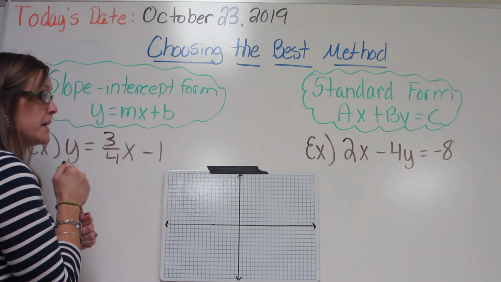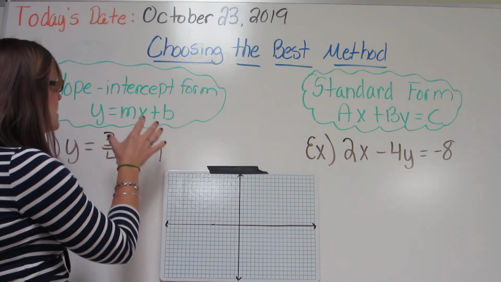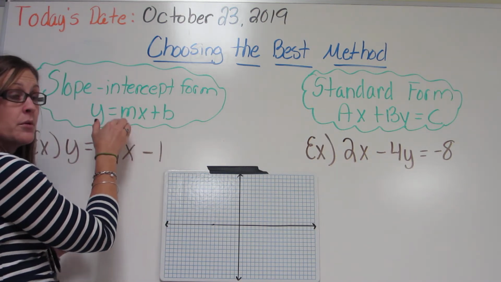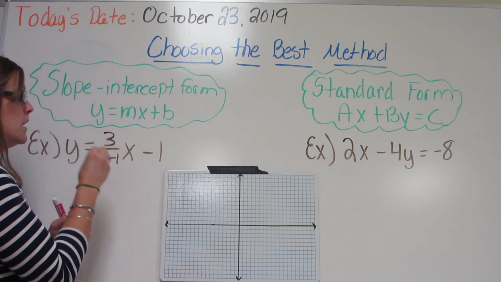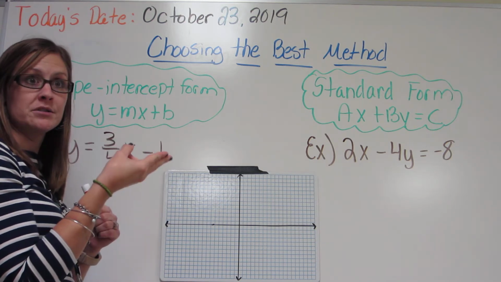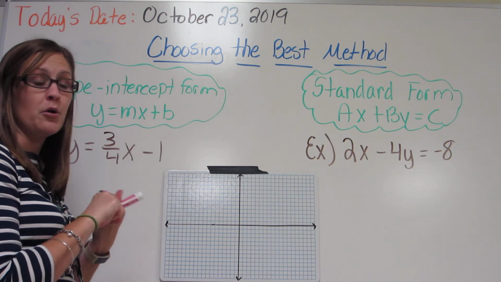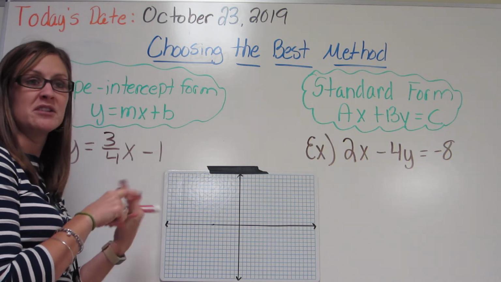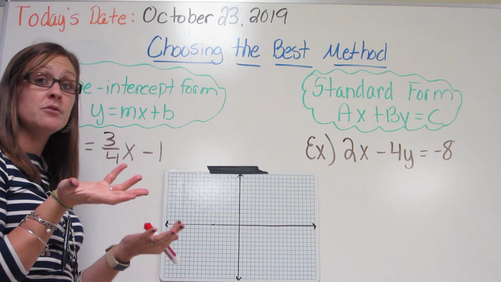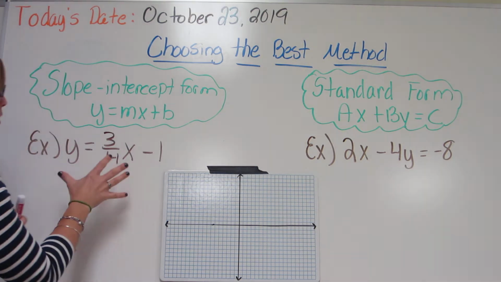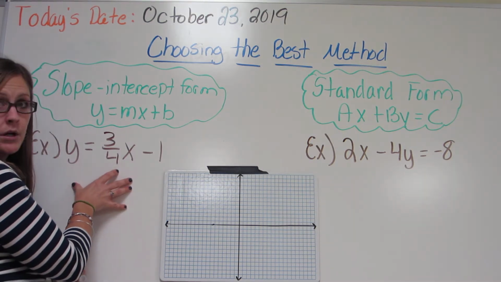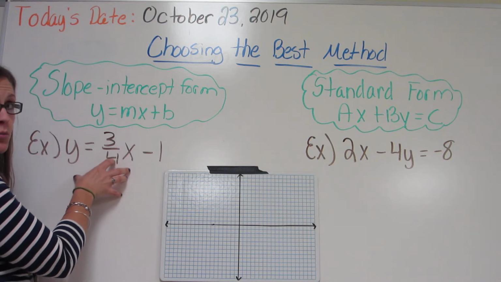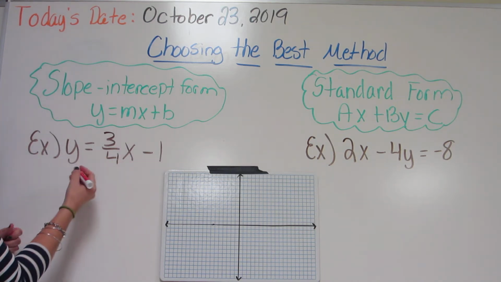Now, choosing the best method of graphing. When it is in slope-intercept form, the best method of graphing is going to be using your slope and your y-intercept. You're not going to want to have to find both your x-intercept and your y-intercept. That's just extra work when they already give you the slope and the y-intercept. So a review here, and if you're in my Algebra 1 class, then this is one of your homework problems that I'm doing with you now.